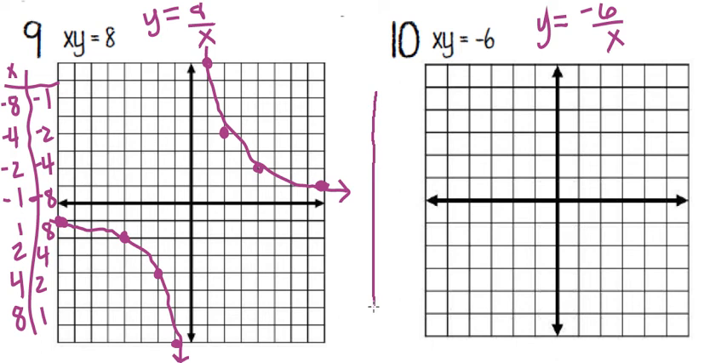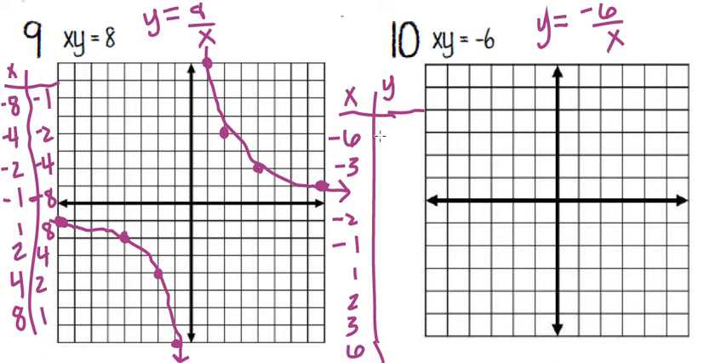So the x values that we're going to use for this graph are going to be negative 6, negative 3, negative 2, negative 1, and then 1, 2, 3, 6. So those are our x values. Let's go find our y values. Negative 6 divided by negative 6 is positive 1. Negative 6 divided by negative 3 is positive 2. Negative 6 divided by negative 2 is positive 3. And negative 6 divided by negative 1 is positive 6.